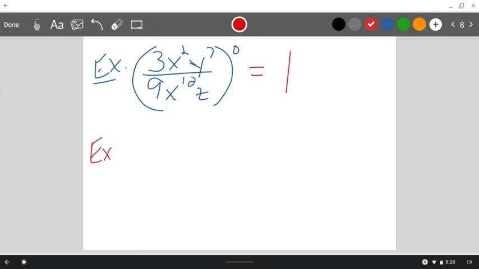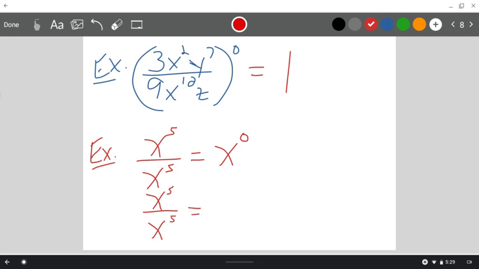Suppose we had x to the 5th over x to the 5th, and we apply the quotient rule, where if you have the same base, you subtract the exponents. So if I subtract the exponents, 5 minus 5 would be x to the 0. And you can also think about it this way. X to the 5th over x to the 5th, anything divided by itself is 1. So the way we even ended up with a 0 exponent is we were dividing something by itself, which is always equal to 1. So anything to the 0 power equals 1.